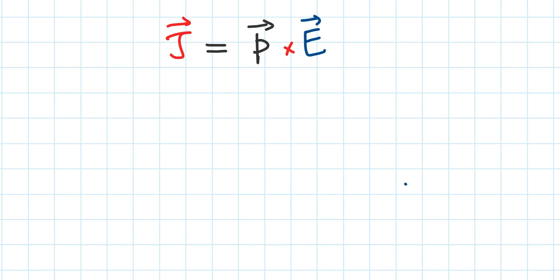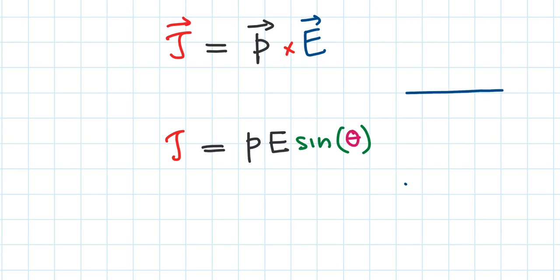So what will be the magnitude of the torque? The magnitude of the torque tau should be equal to the magnitude of the dipole moment times the magnitude of the electric field times cosine. It's not cosine, it's sine. It's sine of the angle between the two vectors. I call it theta.